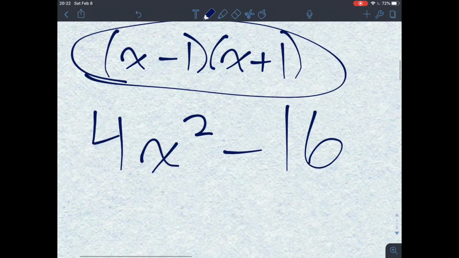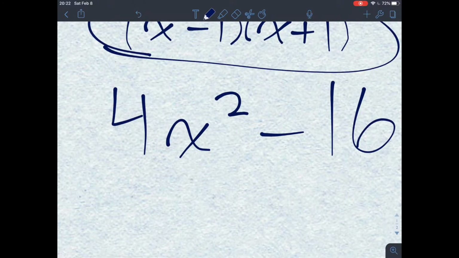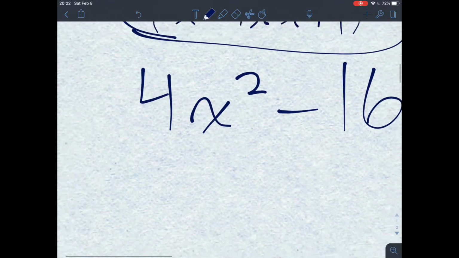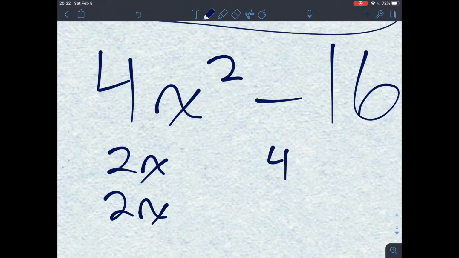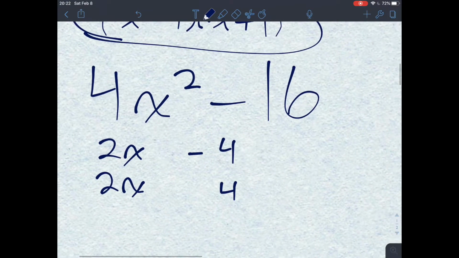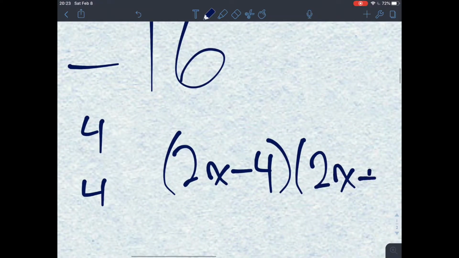And for this one, you see this 4x squared? Well, we can do this a couple different ways. The first way you might think is to do the square root of 4x squared, which is 2x, and then do another 2x. Square root of 16 is 4, so 4 times 4. Then make one of these negative. And you would get 2x minus 4 times 2x plus 4.